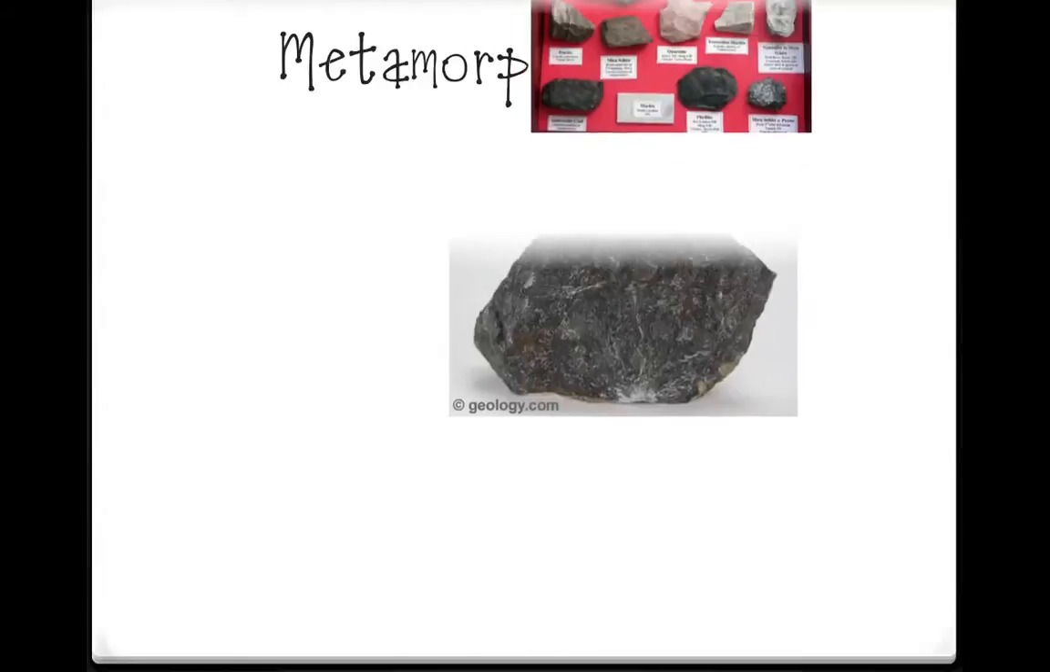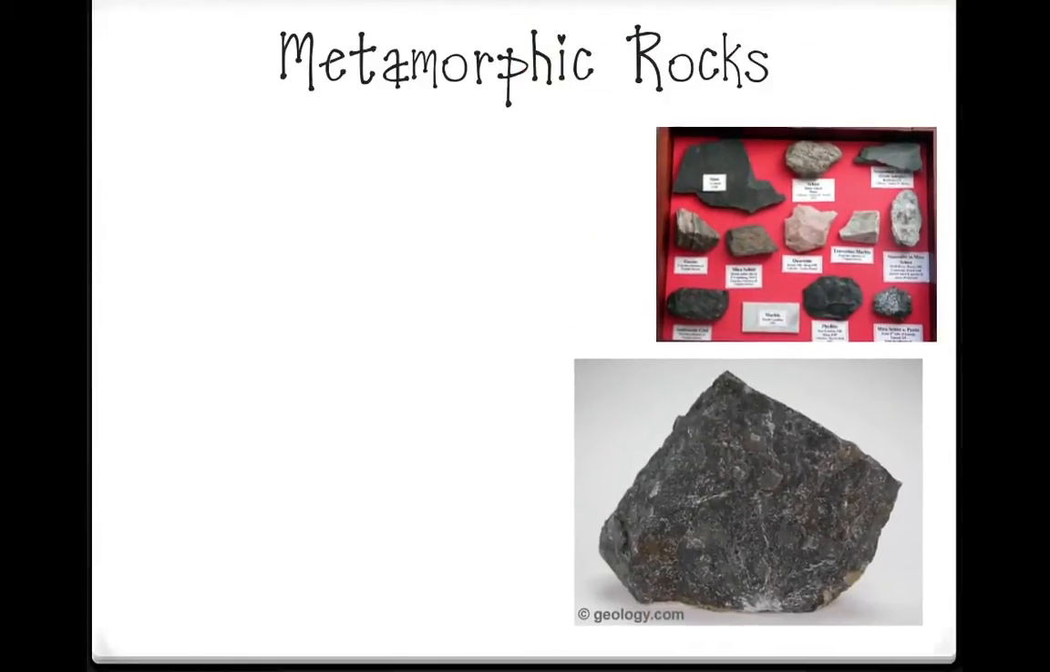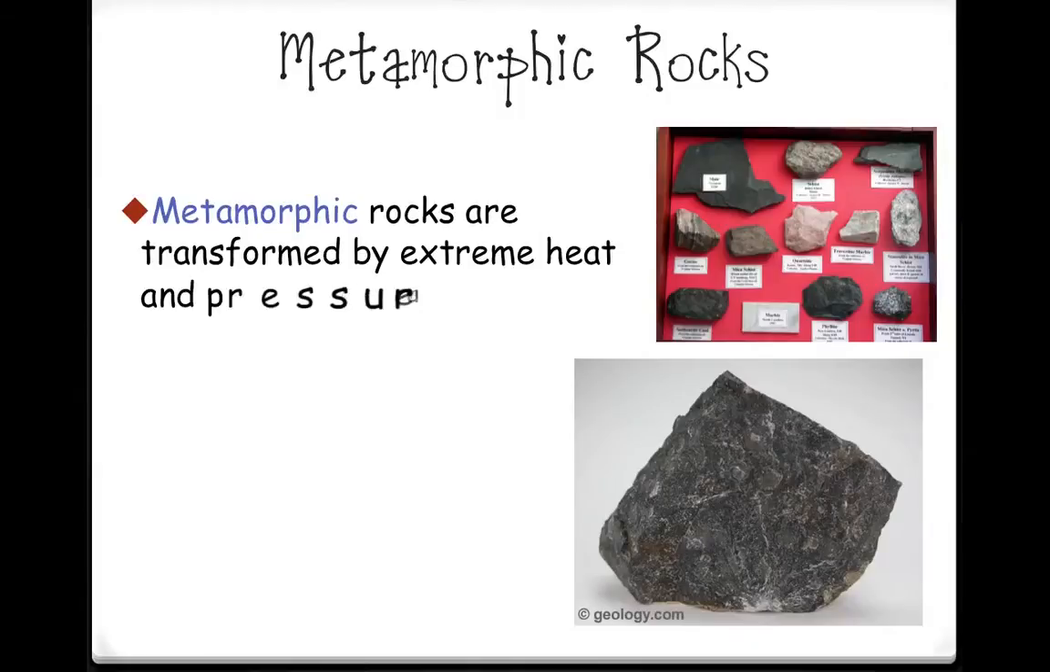Let's look at our last type of rock, metamorphic rocks. You might notice that metamorphic rocks look kind of similar to sedimentary or igneous rocks. That's because they're formed in kind of a combination of the two ways. Metamorphic rocks are formed underground and are created by lots of little bits of rock squished together and using extreme heat and pressure to create a new rock.